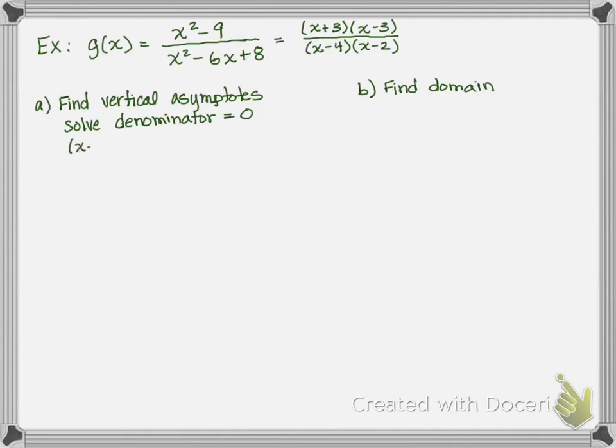So if we set our denominator equal to 0, we get x equals 4 and 2. I'm not going to leave it like that, though, because my vertical asymptotes aren't numbers, they're equations, right? So I'm going to write 2 individual equations. x equals 4 and x equals 2. So that's two separate vertical lines.